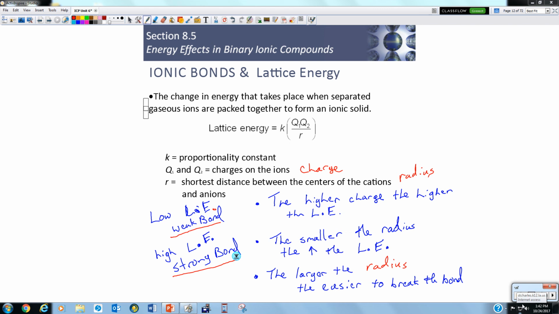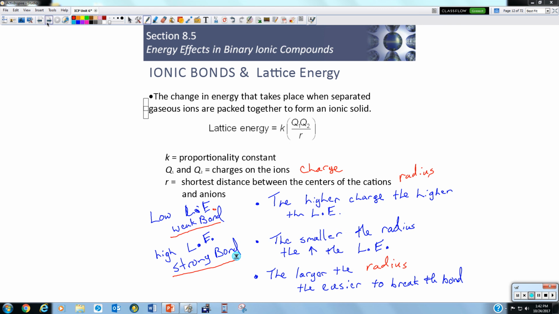The larger the radius, the easier to break the bond. The reason why is because it's going to produce a lower lattice energy, a smaller lattice energy, which means a weak bond. All right, does everybody have what they need?